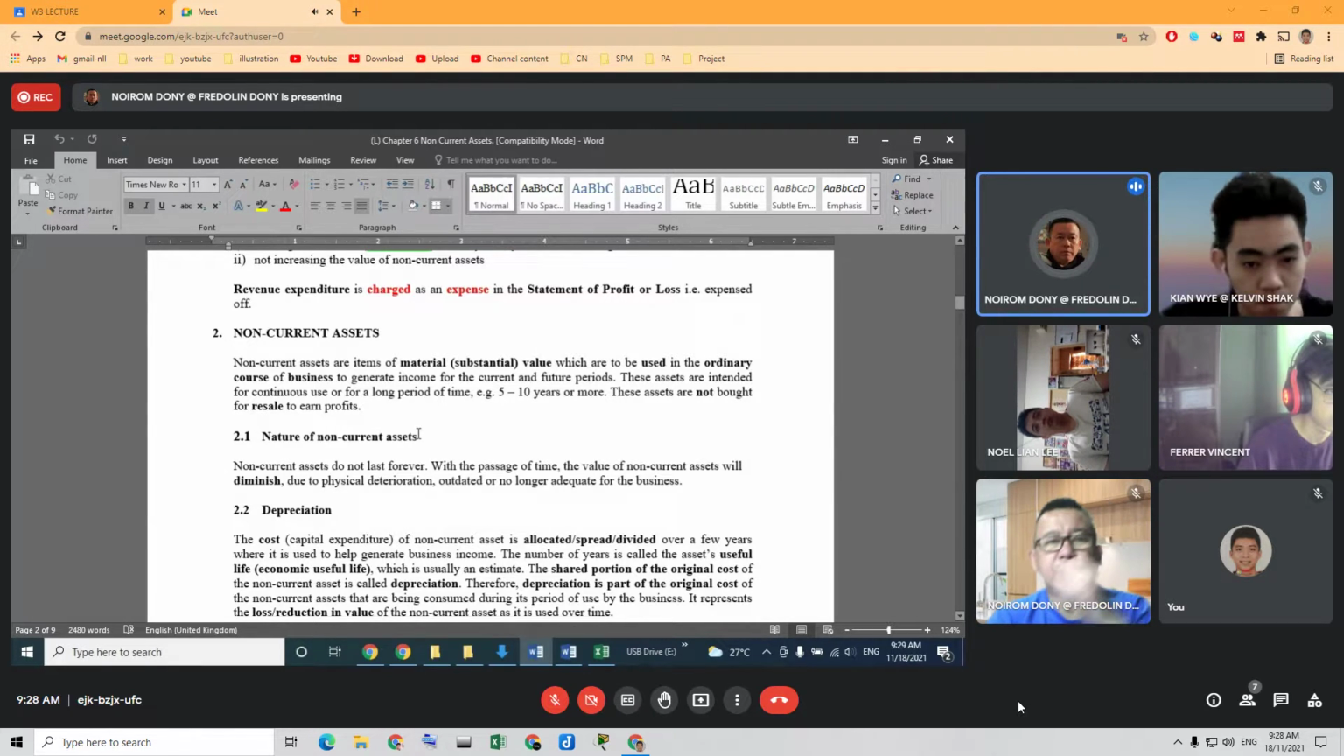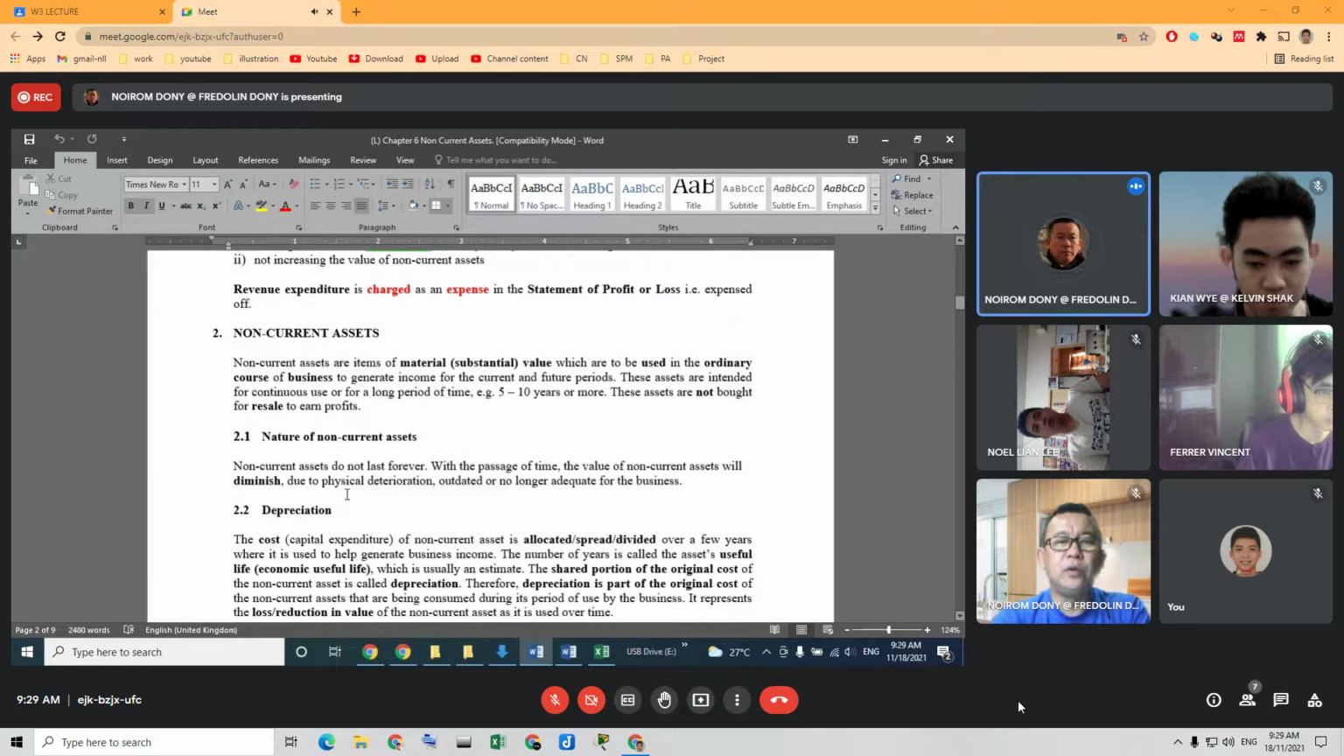Now, the nature of the non-current asset. The nature is it doesn't last forever. With the passage of time, meaning as years pass by, the value of the non-current asset will diminish. Diminish means it reduces year to year. So year one is 30,000, year two becomes 20,000, year three becomes 10,000. So this is diminished. What is the reason?